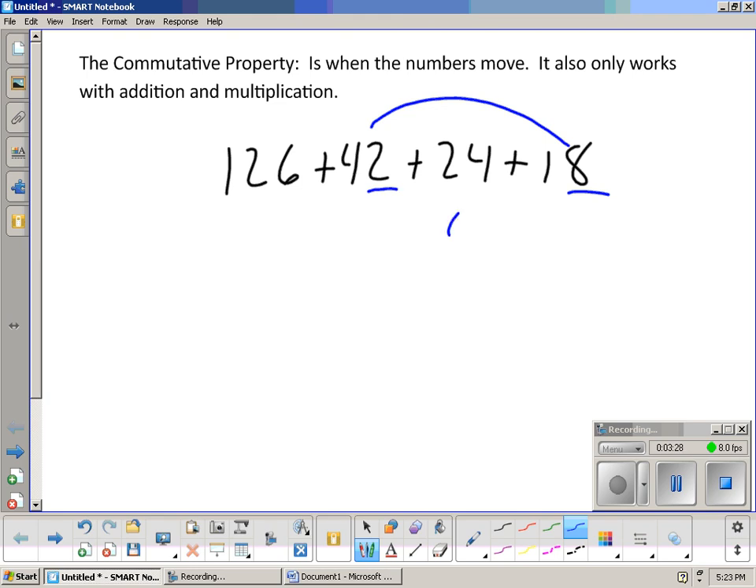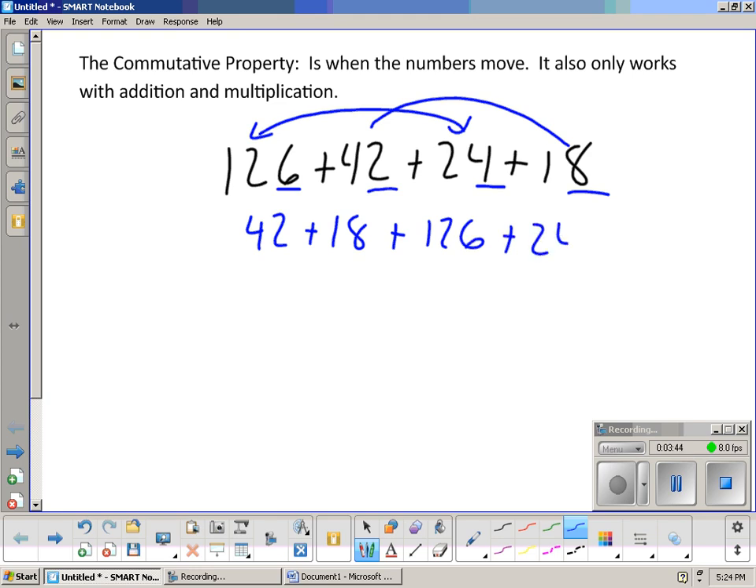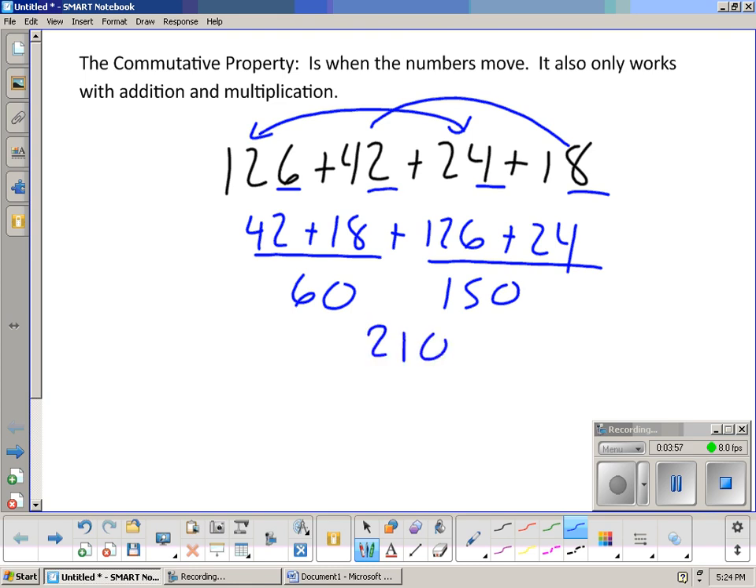So that's going to add together and give me 60. I'm going to combine those two guys together because this ends in a 6 and this ends in a 4. I could rewrite it as 42 plus 18 plus 126 plus 24. And now these guys added together gives me 60. These guys added together gives me, I don't know, 150. All right. So if it adds to 150, we're looking at 210, right? 6 and 15 is 21.